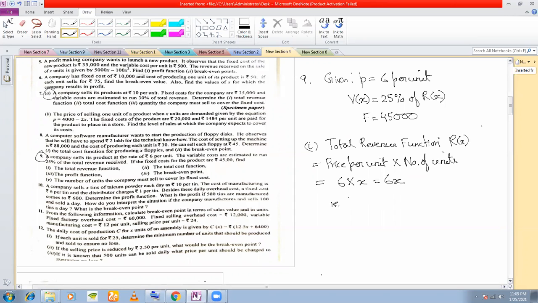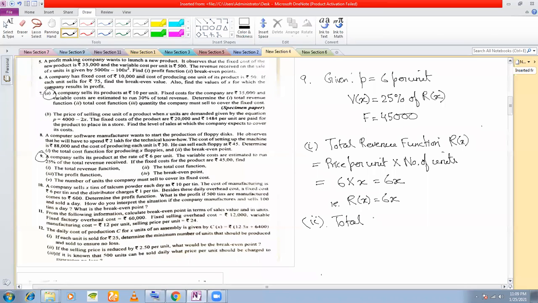So what have we got? Rx is equal to 6x. Now is it clear? Yes, sir.